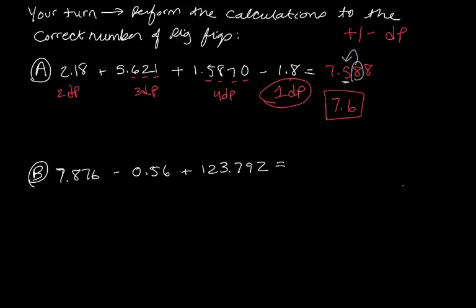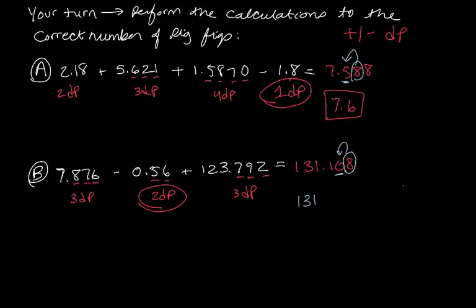For our second example, we have 3 decimal places, 2 decimal places, and 3 decimal places. We plug this into the calculator and we end up with 131.108, but we want to stop at 2 decimal places. Again, our limiting factor, our weakest link. So here we have to stop at 2 decimal places, and we look directly to the right. Again, it's bigger than 4, so we round this up and report our answer as 131.11.